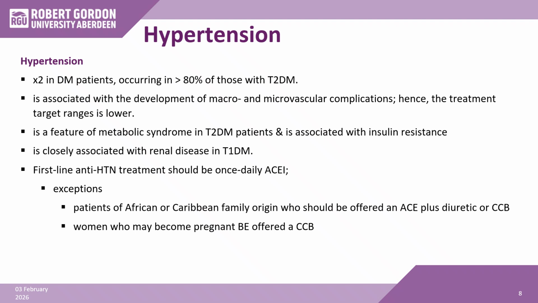First line antihypertensive treatment is normally an angiotensin converting enzyme inhibitor, an ACE inhibitor, and there are some exceptions. Patients of African or Caribbean family origin should be offered an ACE inhibitor plus a diuretic or a calcium channel blocker, and women who may become pregnant should be offered a calcium channel blocker instead, because the ACE inhibitors and the ARBs have some teratogenicity associated with them. Again, you can review the cardiovascular hypertension modules as a refresher for this section.